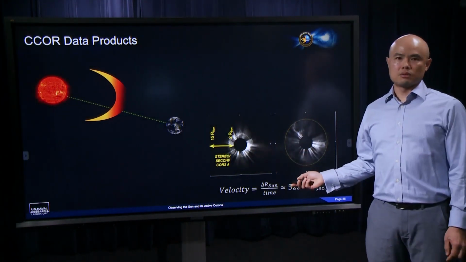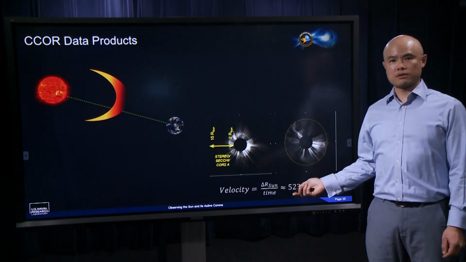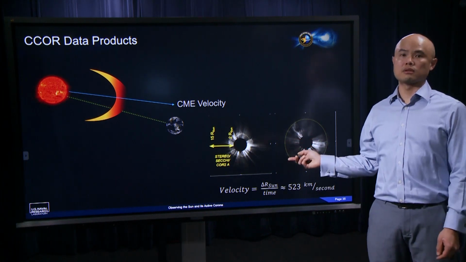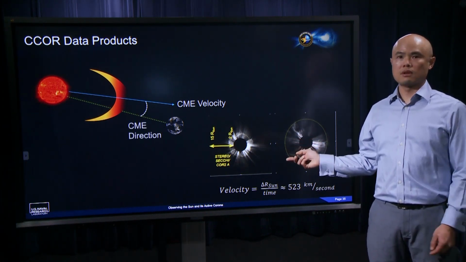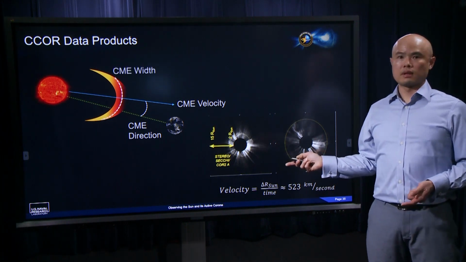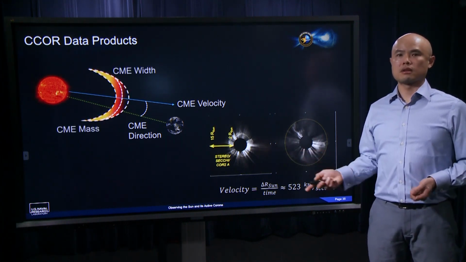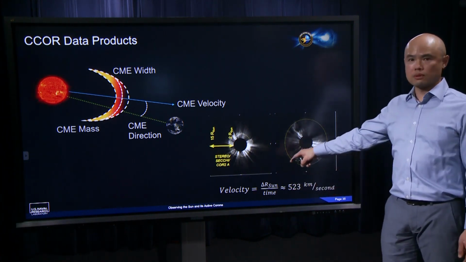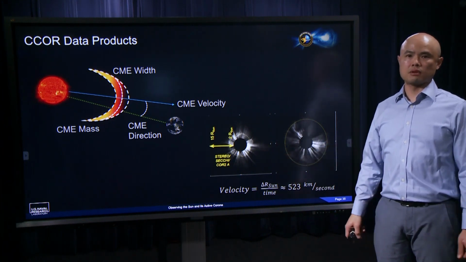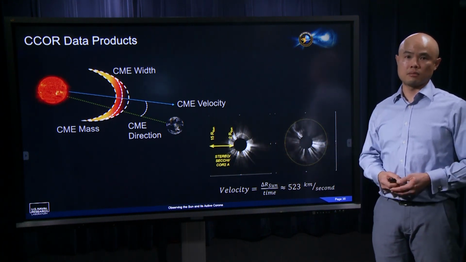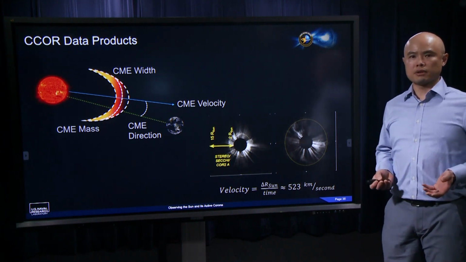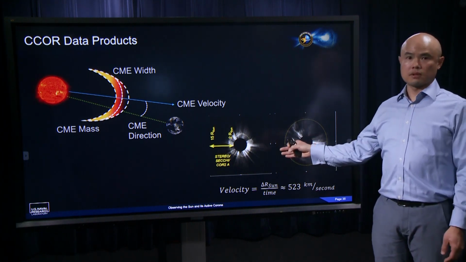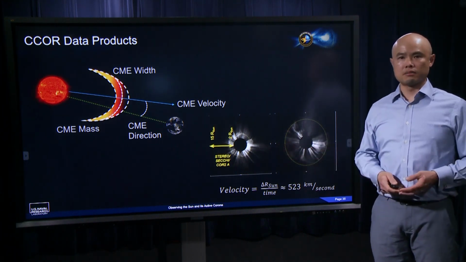NOAA will use CCOR data to derive a number of parameters for each coronal mass ejection detected. These include the CME velocity, including its speed and direction, the width of the CME, and an estimate of the CME's mass based on the brightness of the structure in the CCOR images. So these two STEREO COR2 images give an example of how the CME speed is estimated from the coronagraph images. This is calculated simply as a difference in radial position of the CME front from one image to a subsequent image, and then dividing by the time interval between the images.